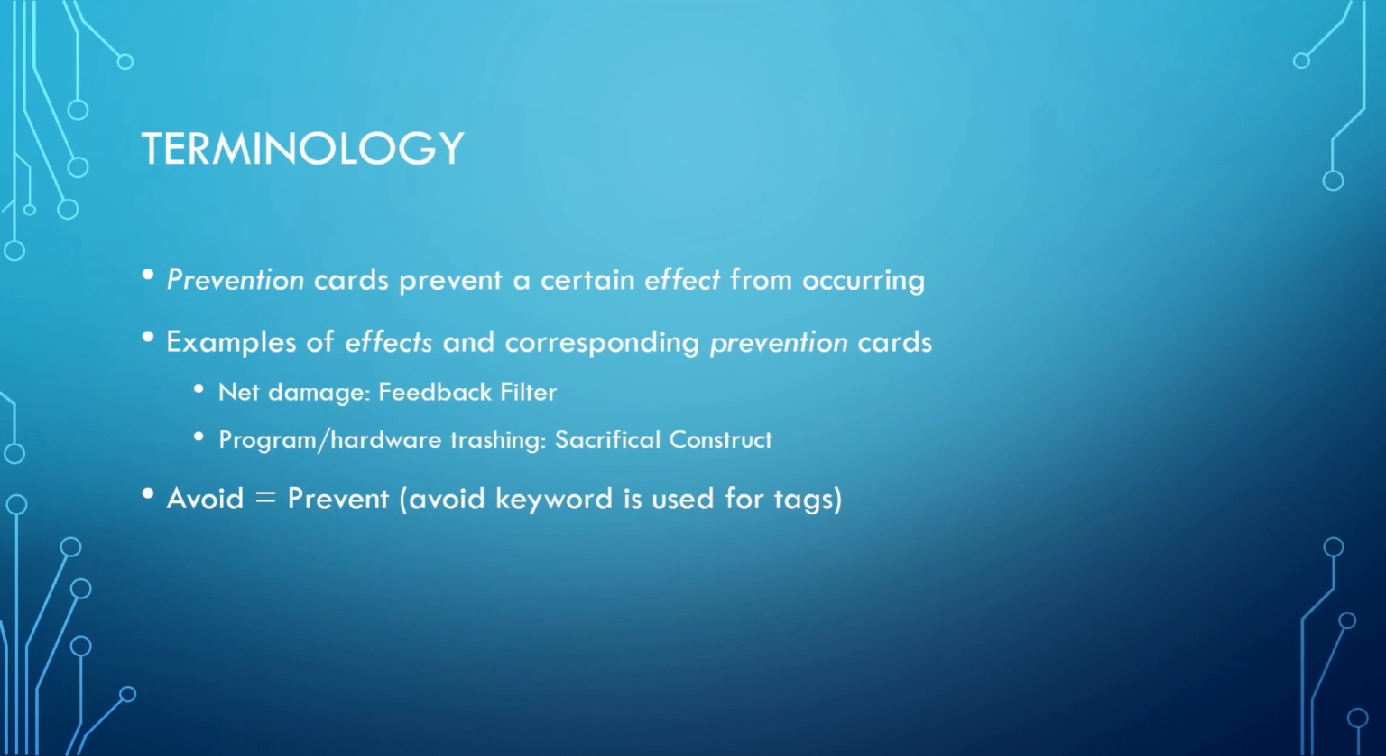Prevention effects, or rather prevention cards, prevent a certain effect from occurring. So we have a few examples as you can see on the screen. Feedback Filter is a prevention card, and it prevents the net damage effect. Similarly, Sacrificial Construct is a prevention card that prevents program or hardware trashing as an effect. So let's get that established.